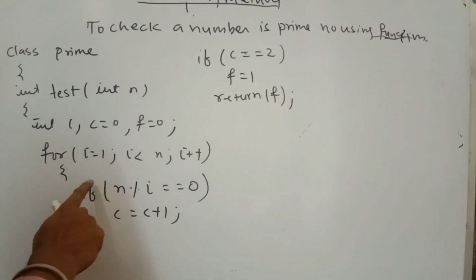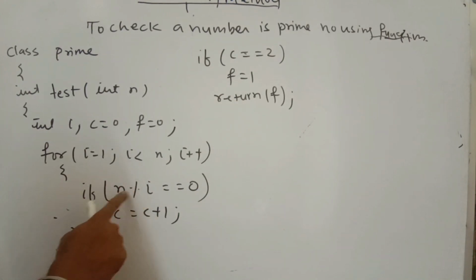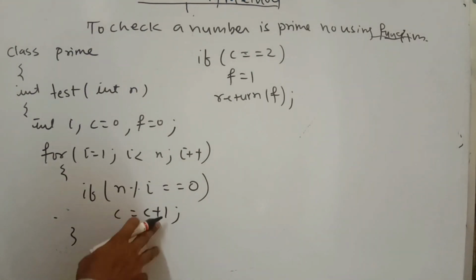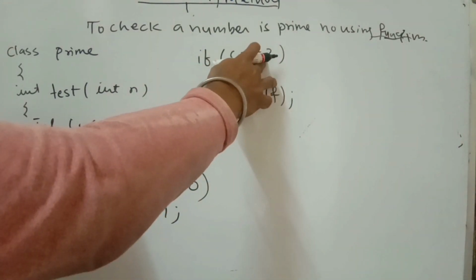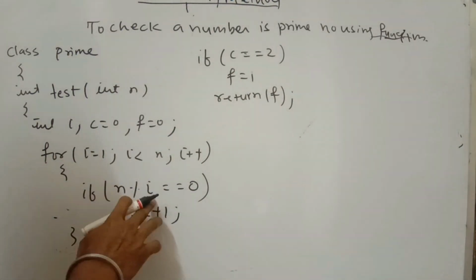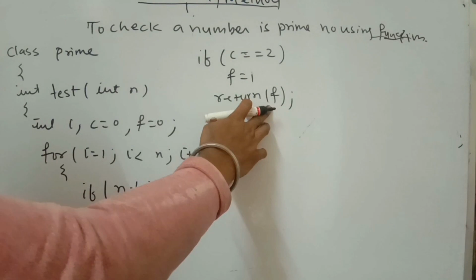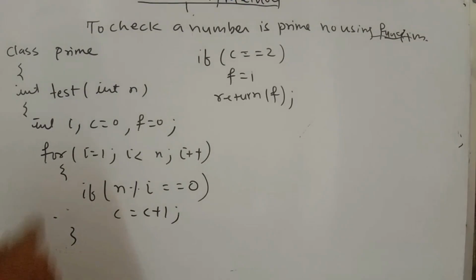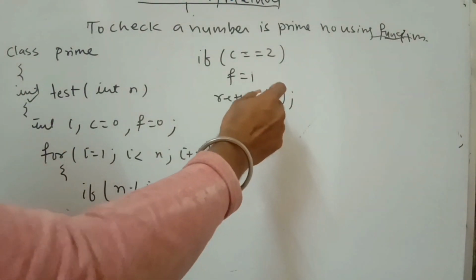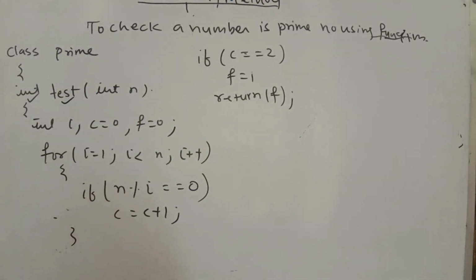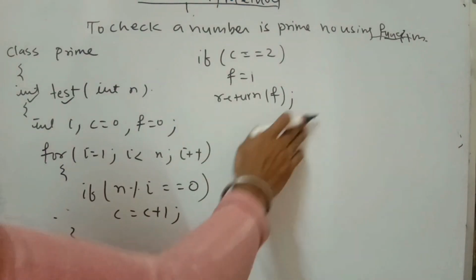You can see that if the value of c is incremented, that means it is divisible by some number. If the value of c increases, that means f = 1. When f = 1, there is no prime number. If there is no divisibility, then c's value will not increase, then f = 0. If f = 0, that means it is a prime number. So here the function demands the return, so the value of f should go back to where the function was called. Now write the main method.